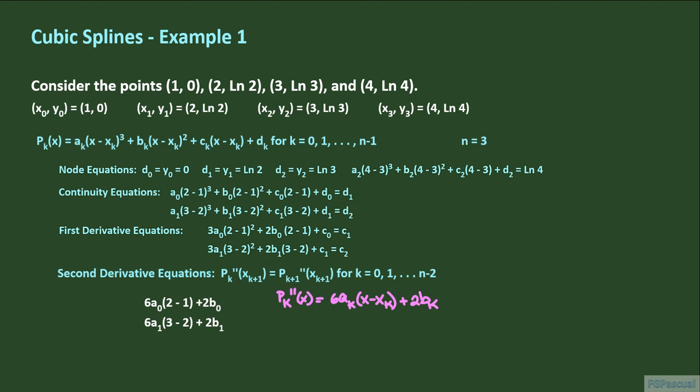To get the right side of these equations, we first note that p sub k double prime of x sub k is simply the term 2b sub k, so that p sub k plus 1 double prime of x sub k plus 1 is equal to 2b sub k plus 1.